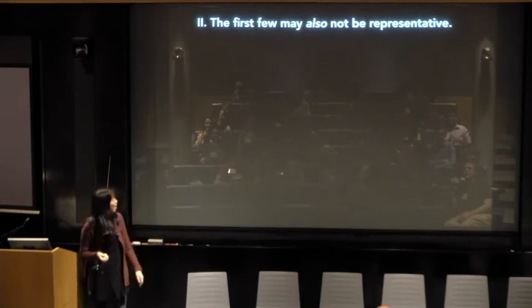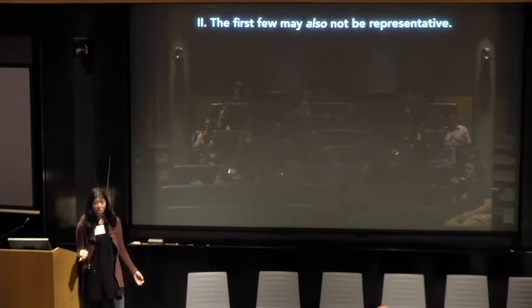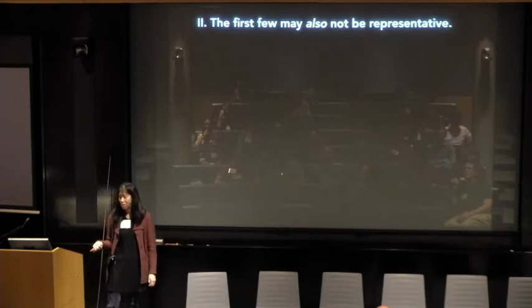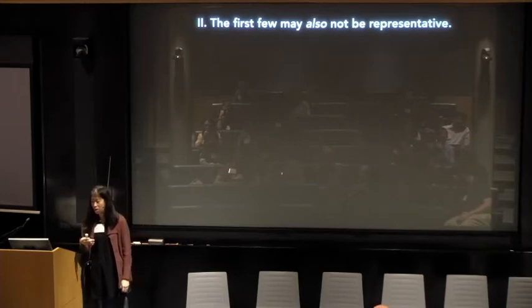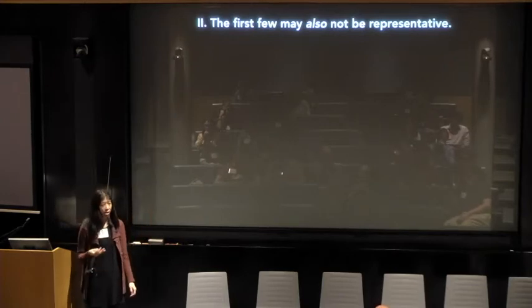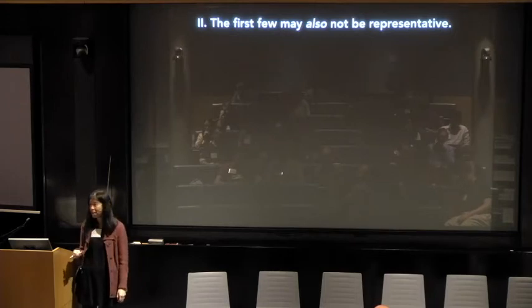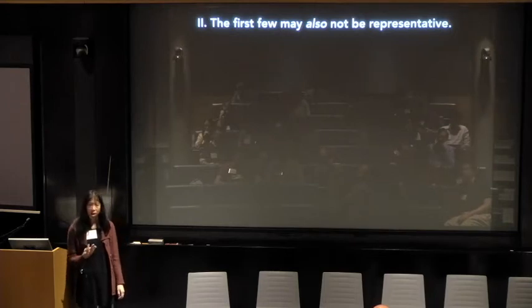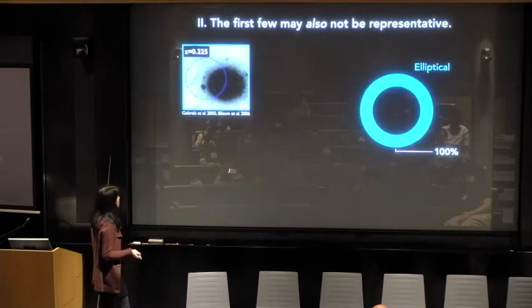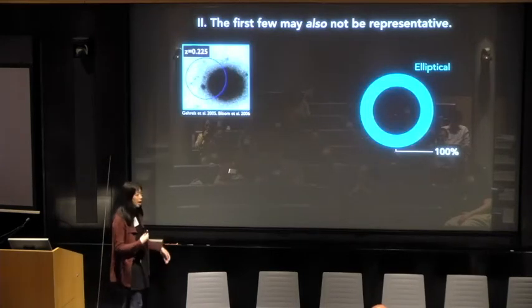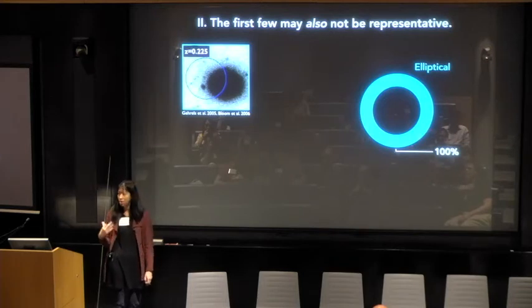Lesson 2. Annoyingly, the first few may also not be representative of the population. The best example that I have just from my own knowledge is the host galaxies of short gamma ray bursts. And so I'll just walk you through the first few and how they compare to the population that we know about today.